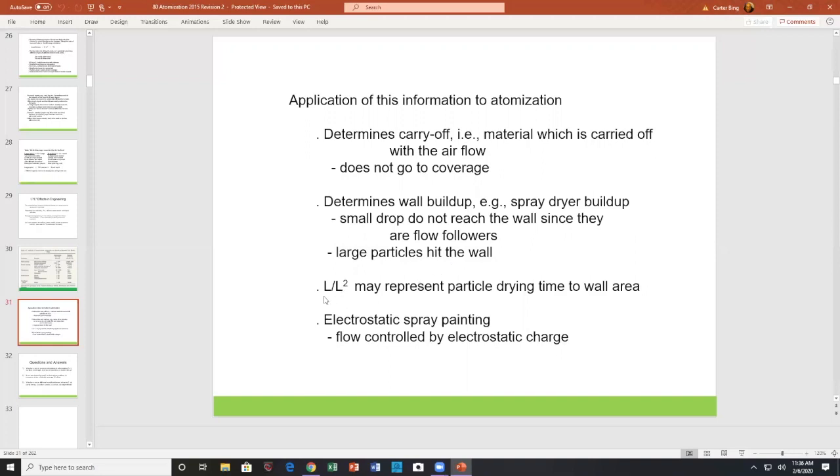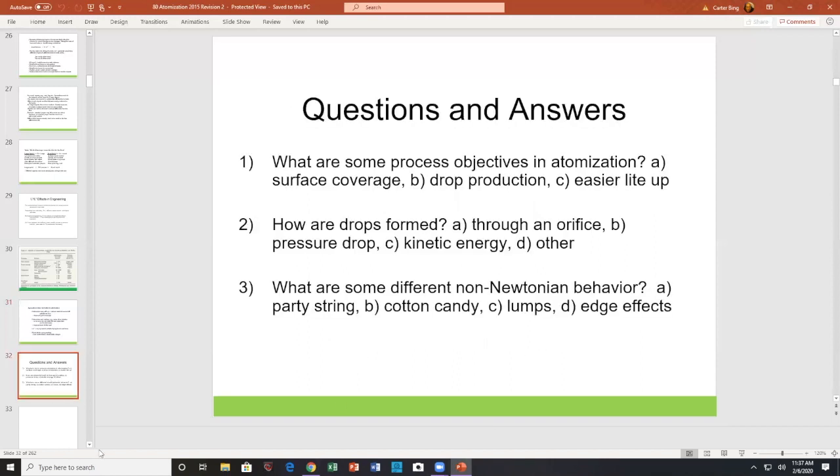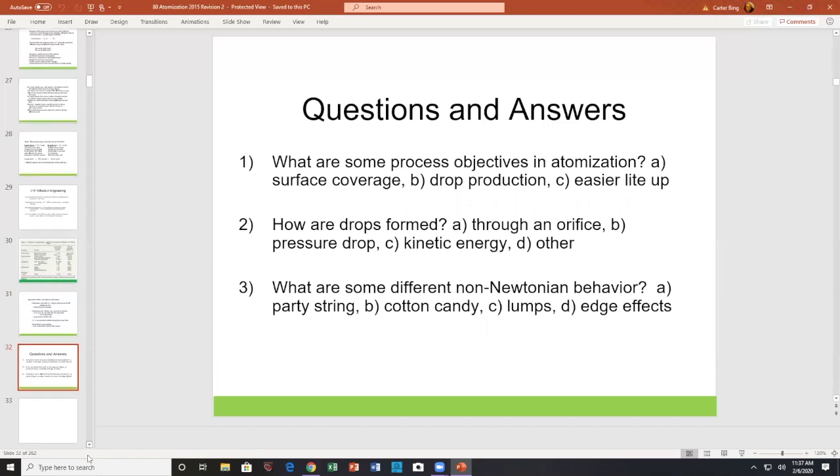You also have L over L squared, which would be, say, drying time to wall area. Drying time, well, this could be L cubed, actually. Particle drying time depends upon the volume, or it could be dependent upon the radius of the particle. Electrostatic spray painting is kind of cool. You connect electrically all the metal in the office. Then you spray a mist and all the paint goes to the metal, coating the metal.